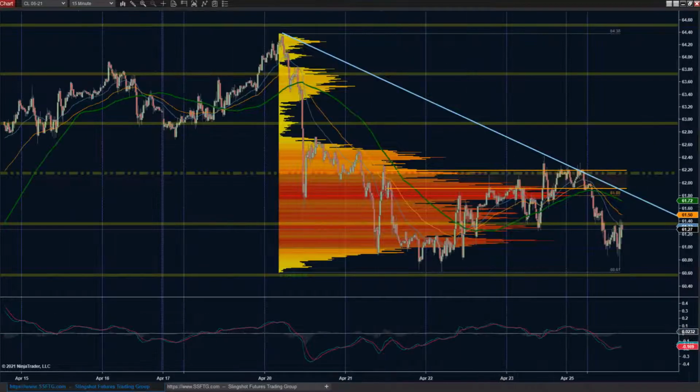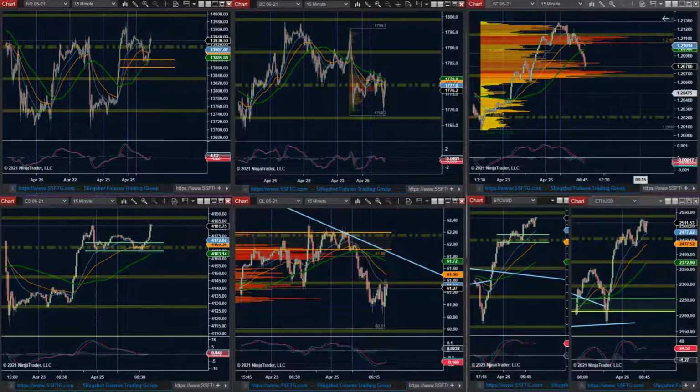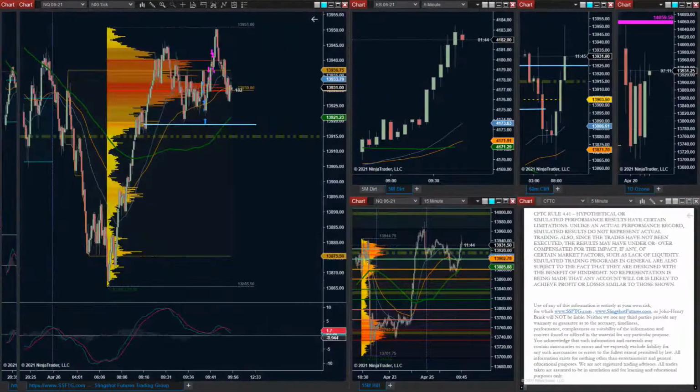Getting close. Getting close. Crypto continues to rally higher. Gotta love that.